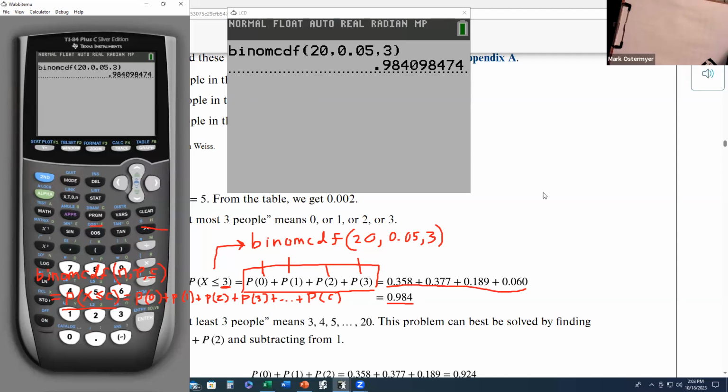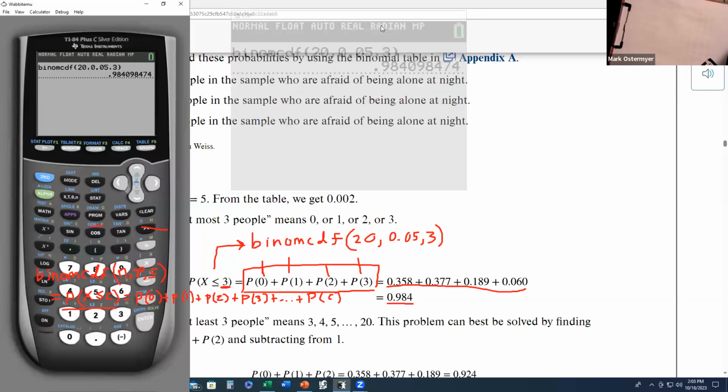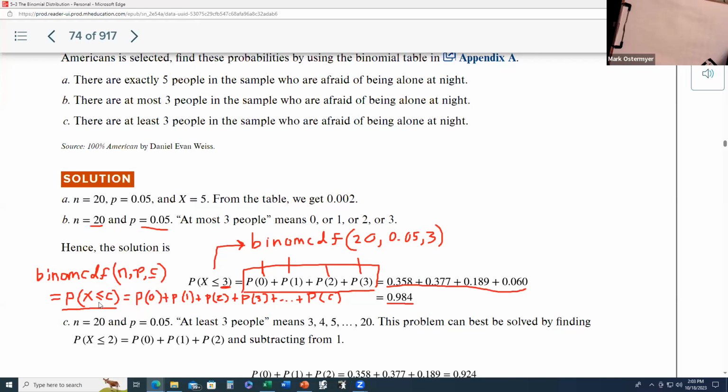That's called the binomial cumulative distribution function, or sometimes they call it the binomial cumulative density function, depending upon what stat book you look at. That's the binom CDF function. And again, it can only compute probabilities of this form: the probability that X is less than or equal to some integer C. It has to be that type of probability to be able to tap into this function.